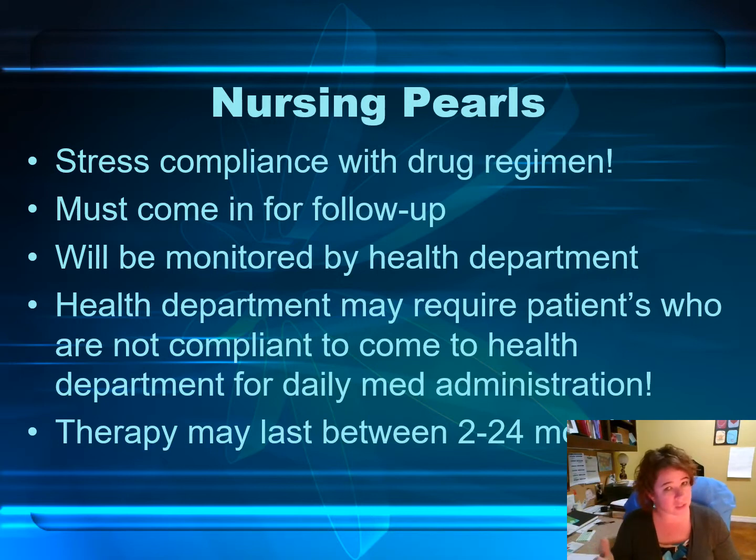We want these patients to come in for follow-up. We don't want to lose them for follow-up. We want these patients to be very compliant. There have been cases in the past where patients have not been compliant with their medication regimen or their plans. Some of them have actually made national news. What we do is we'll actually put them in jail and give them their medications until a certain point. Therapy can last anywhere between 2 to 24 months.